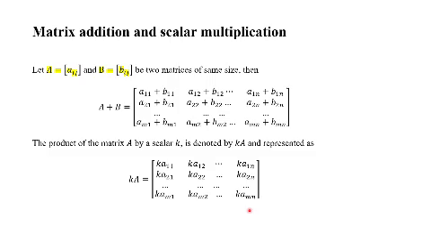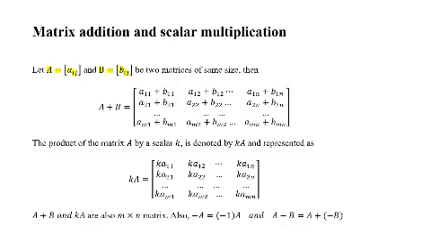Then A plus B and kA are also m by n matrices. You can see we have m number of rows and n number of columns. So this is possible only when A and B both are of m by n size. Here also kA is an m by n matrix. Also, minus A is actually minus 1 times A, and A minus B is actually A plus minus B.